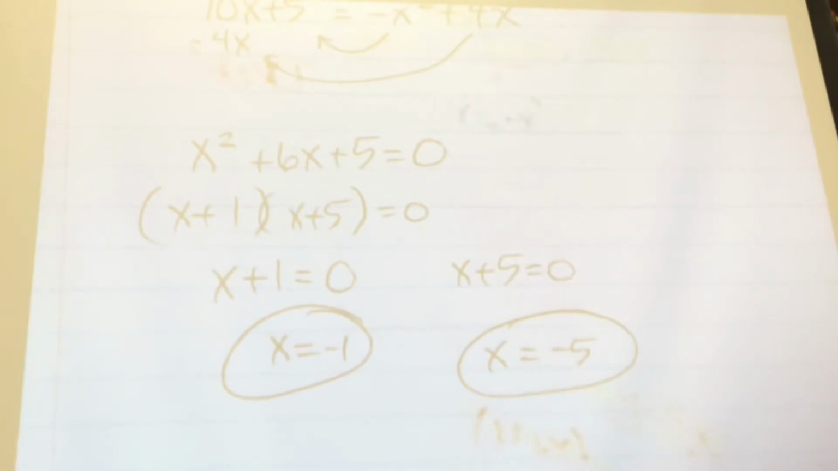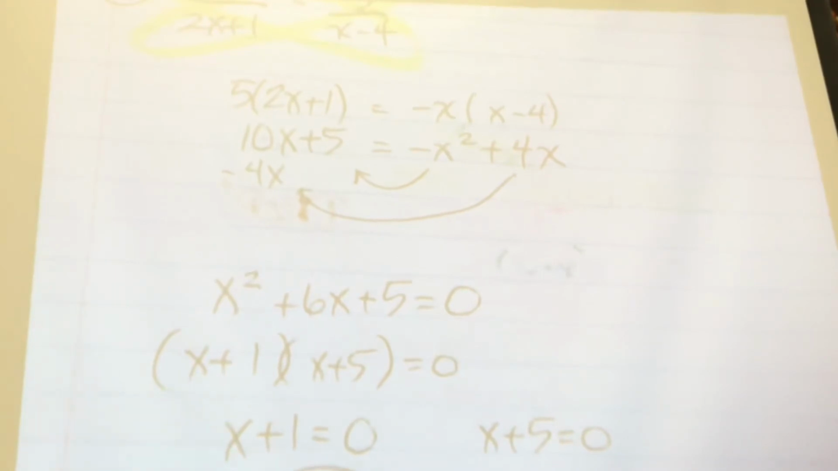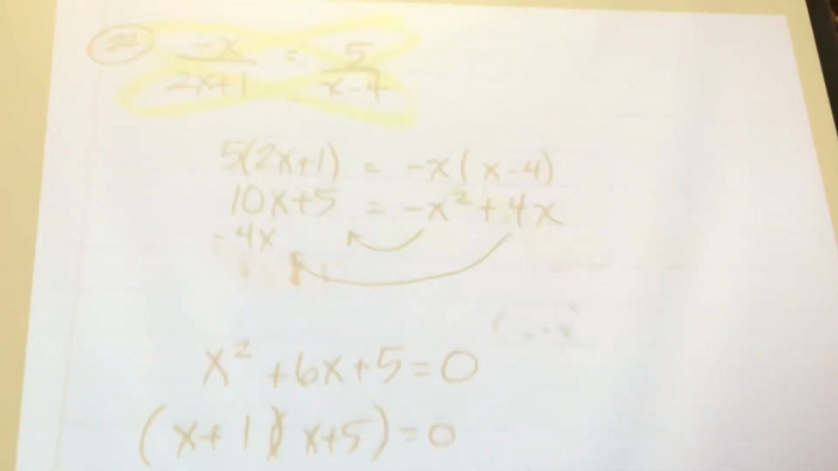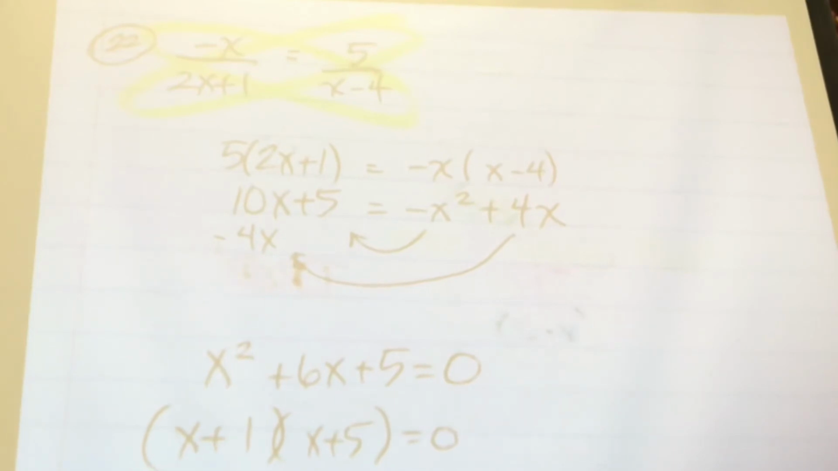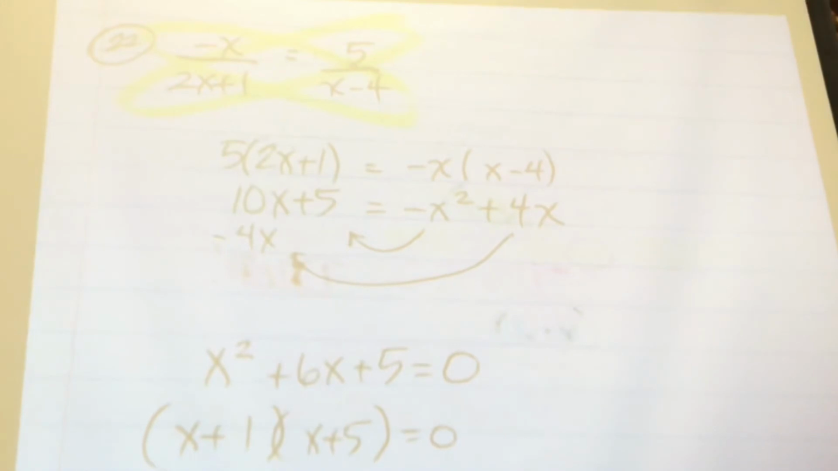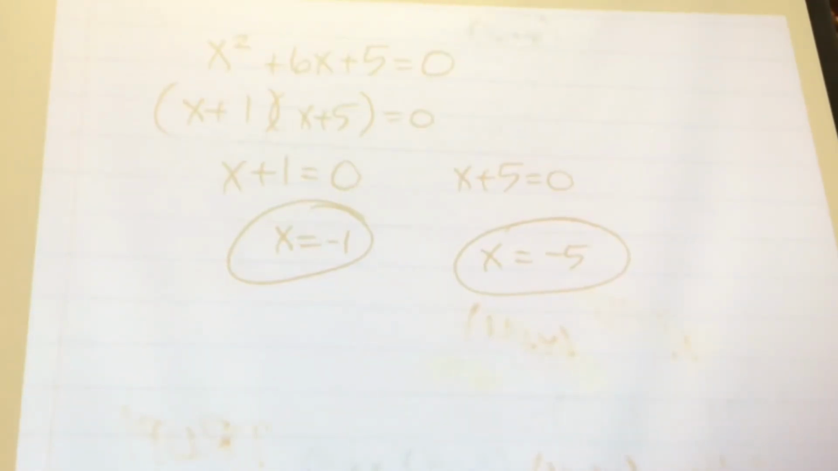Ready? What do I have to check for? Okay, so does it make any of my denominators 0? Yeah, so negative 1 does not make this 0, negative 1 does not make this 0, negative 5 does not make this 0, and negative 5 does not make this 0. So Deshaun, what are my answers? Yeah, because there's no restrictions, so we're good. Questions on number 22?